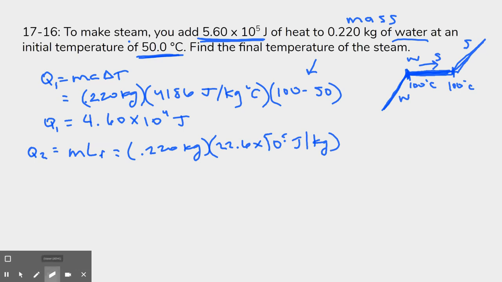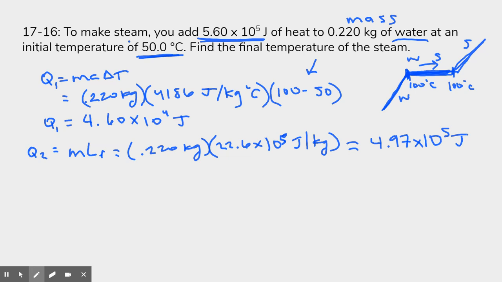Wow, that looks very bad, let me erase that. Okay, there we go. That looks more like a 10. That's to the fifth. Okay, so our Q2 comes out to 4.97 times 10 to the fifth joules.